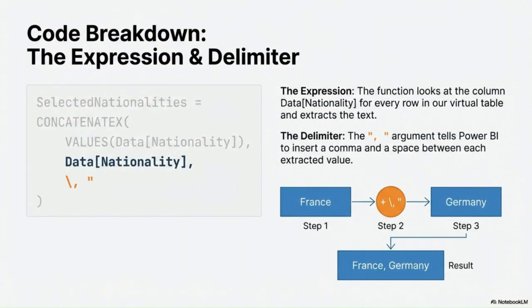Once the measure is ready, we apply it to a visual title. Instead of typing a static title, we bind the title property to a text measure. This is where the magic happens. The title becomes fully dynamic. As slicers change, the title updates instantly.